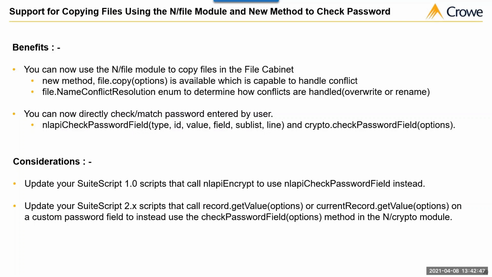Earlier, as I told you, we were using some encryption and decryption, and then comparing. Sometimes what we did in the past was use just a free-form text field and mask the password so that we could not show it to other users like a sales rep. But now you can directly use a password field and compare the password with the help of these two APIs.